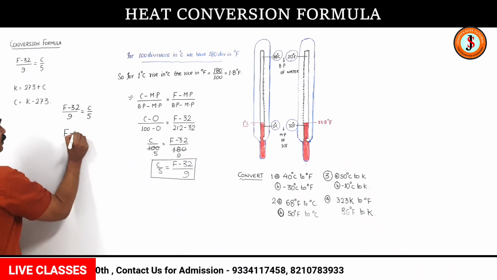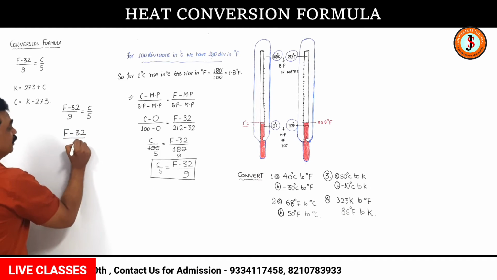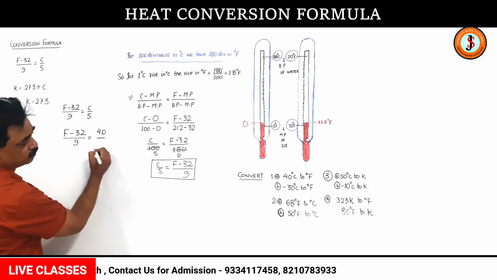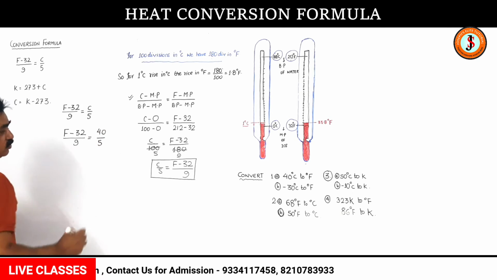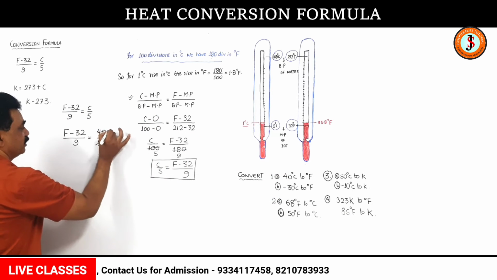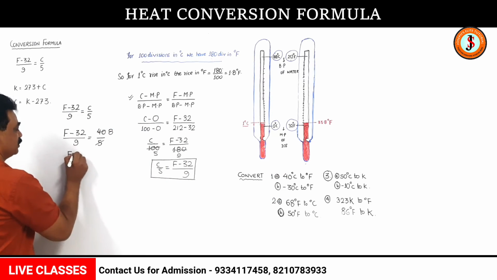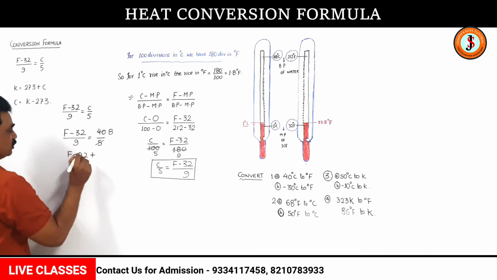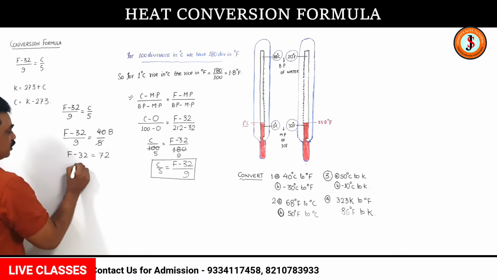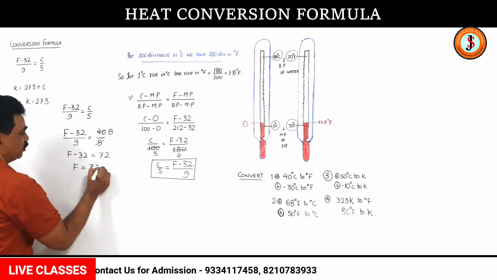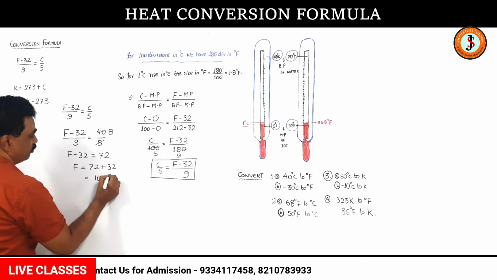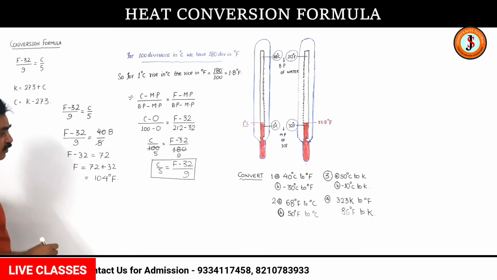F minus 32 by 9 is equal to 40 by 5, since C is given, so I have put C's value. So this is F minus 32 is equal to 72. Alright. So F is equal to 72 plus 32, that is equal to 104 degree Fahrenheit. Alright. Are you following?